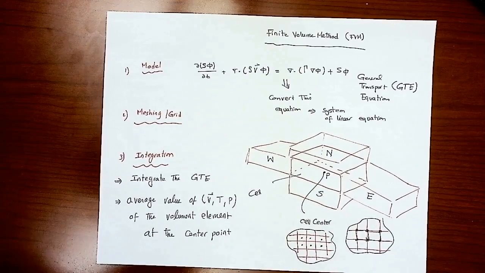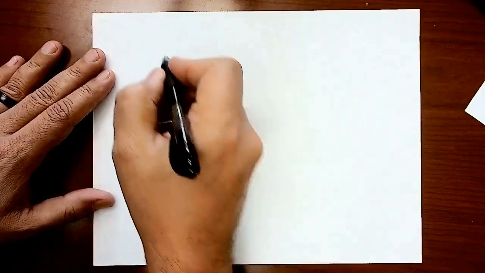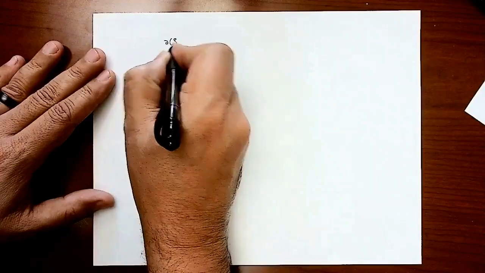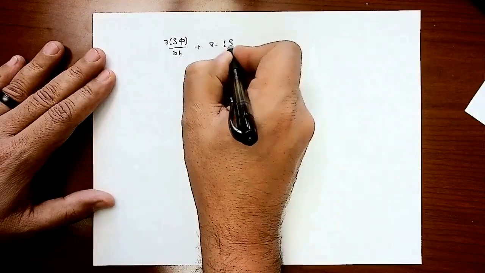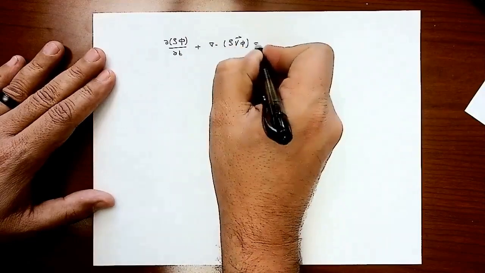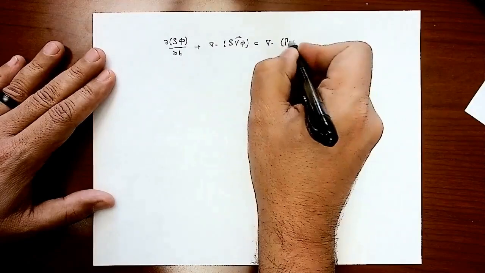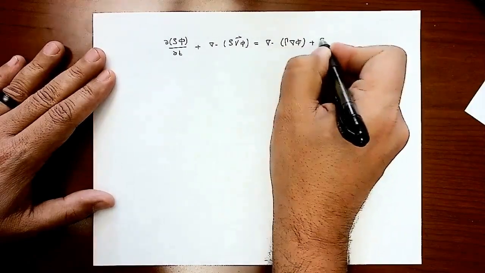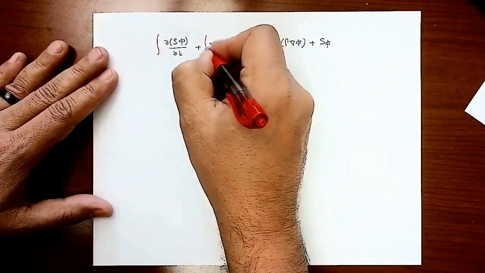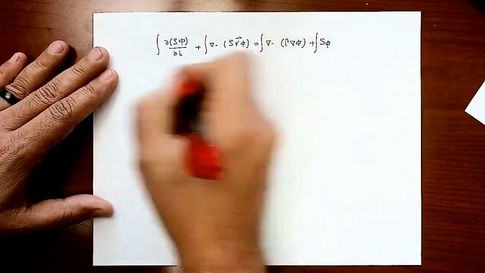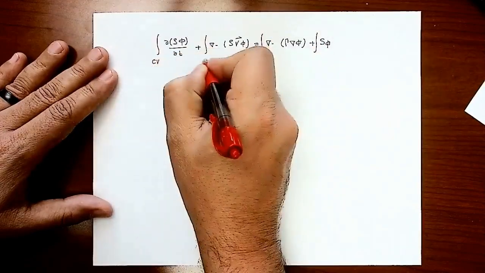So how are we going to integrate that transport equation? That's easy. Let me write down the equation again. The general transport equation is partial rho phi by partial t plus nabla dot rho v times phi equal to nabla dot kappa nabla phi plus s phi. What I'm going to do is integrate each one of these terms over the volume of the control volume.